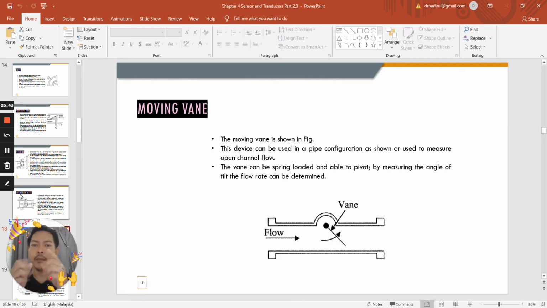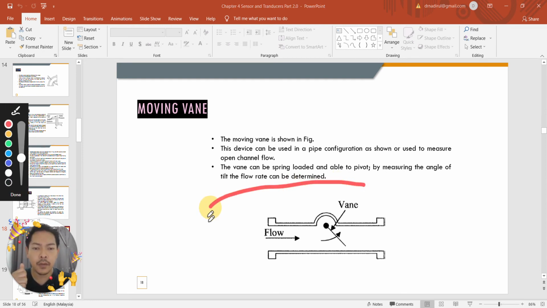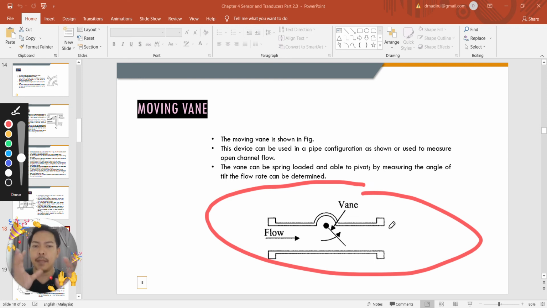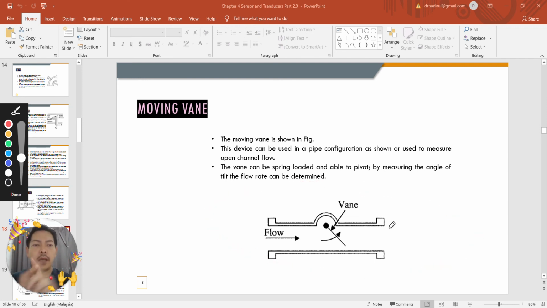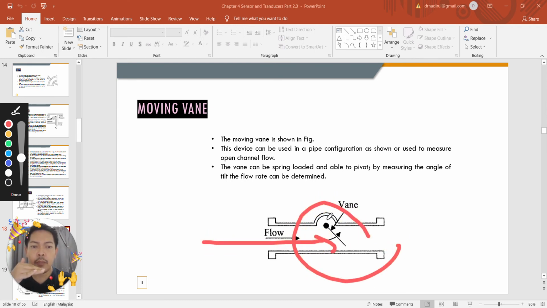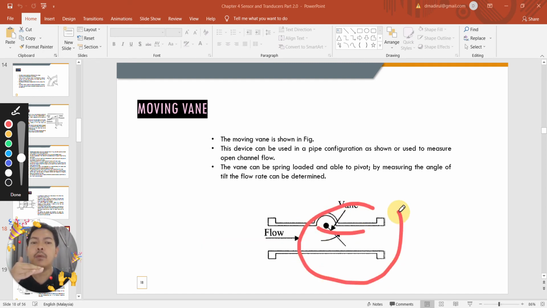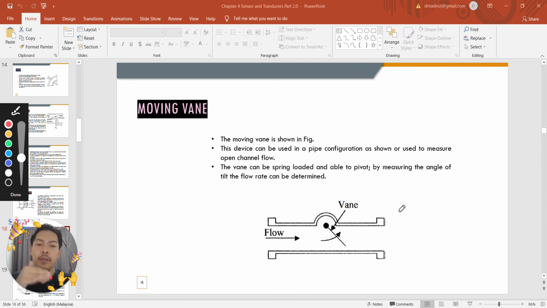Moving vane. Okay. Moving vane, you can see the cross section of a moving vane shape in the figure below. This device can be used in a pipe configuration as shown or to measure open channel flow. The vane can be spring loaded and able to pivot, and by measuring the angle of tilt the flow rate can be determined. So once the flow is flowing through this vane, it will tilt. So the angle of the tilt can determine the flow rate. Okay, what is the flow rate of the liquid or gases or fluid?